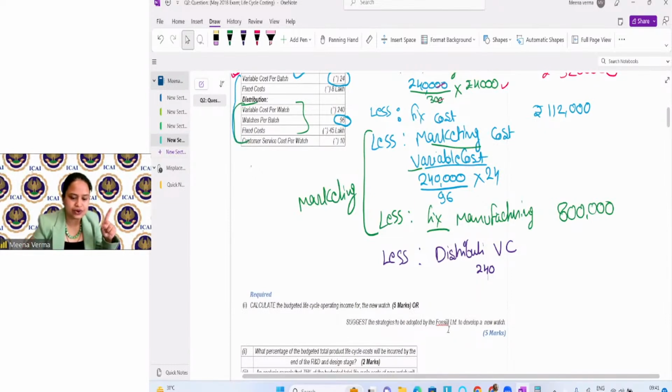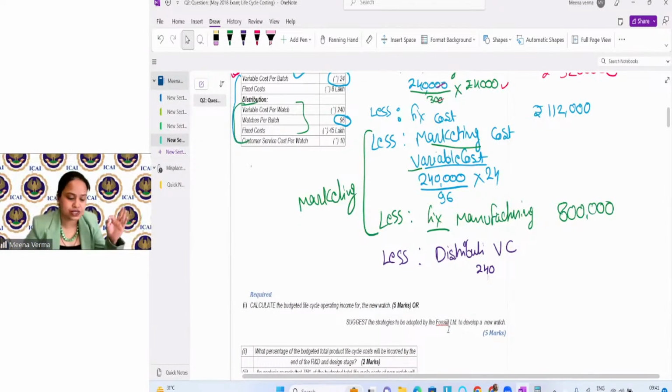In the designing phase, the company's total cost is this, right? So the company's total cost in the designing stage is 116,560. This is the total cost of the company during the designing stage.